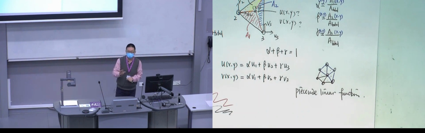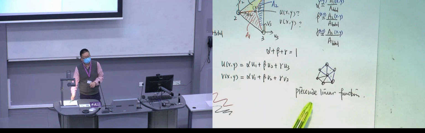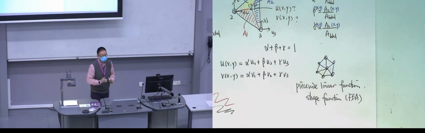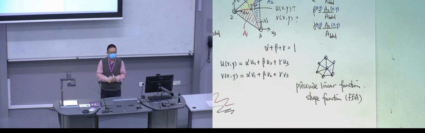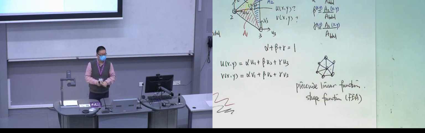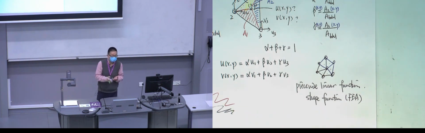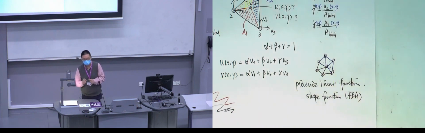Basically, FEA gives you a tessellation of the whole domain and calculates values on the nodes. What happens between the nodes is determined by a piecewise linear function, which, if you go to an FEA textbook, is called a shape function. So if you say you learned FEA, people will ask, what's the shape function? The shape function is how the value is interpolated inside. A triangular element has one shape function, a rectangular element has a different one. There are linear shape functions and also nonlinear shape functions.